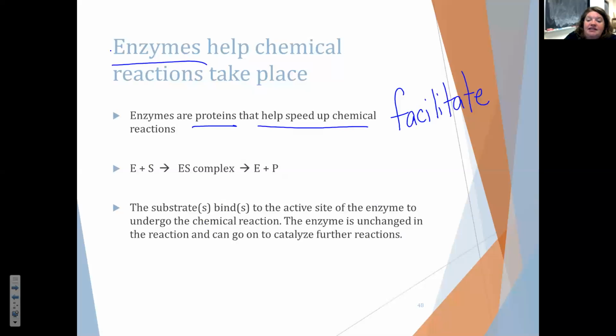The reactant that binds to the enzyme is called the substrate. So the enzyme and the substrate come together and form the enzyme-substrate complex. The enzyme converts the substrate to the product, but the enzyme itself does not take part in the reaction. It's not a product and it's not a reactant. We would write it on the top of the arrow of a chemical reaction. And the enzyme can go on to further catalyze other reactions.